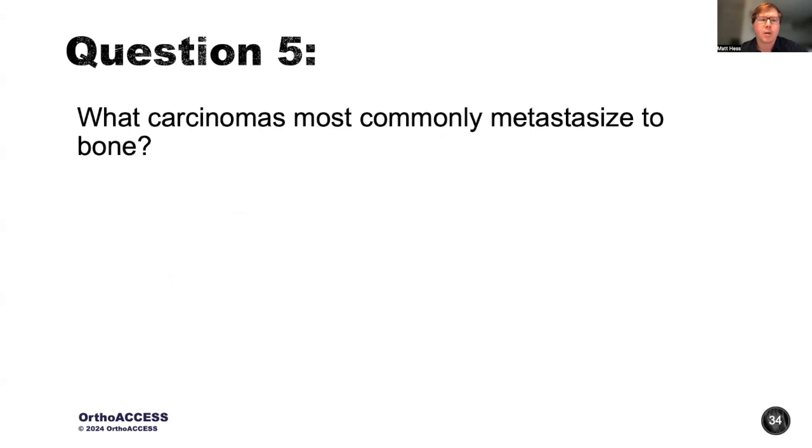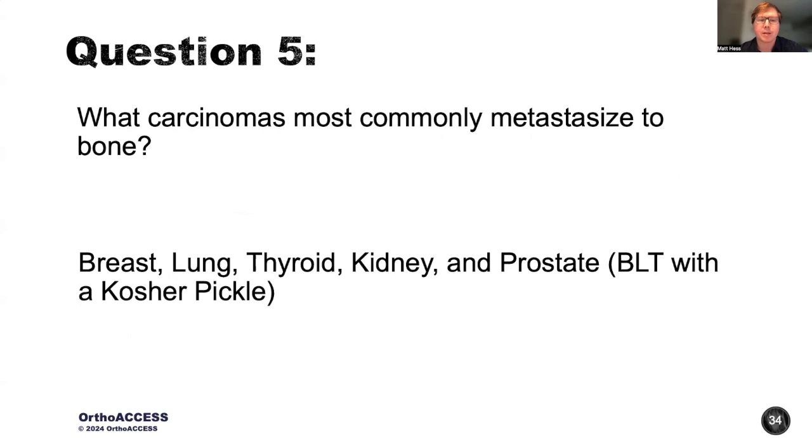Question five, what carcinomas most commonly metastasize to bone? Right, so this is the BLTKPs: breast, lung, thyroid, kidney, and prostate. And remember that the kidney and lung lesions are a little more likely to progress, whereas breast and prostate may be better treated with systemic therapy. Remember that thyroid and kidney typically need to get an embolization because they have a propensity to bleed more. So you'll get a preoperative embolization of the tumor. And again, these are just general statements about these, but good to know at your level of training.